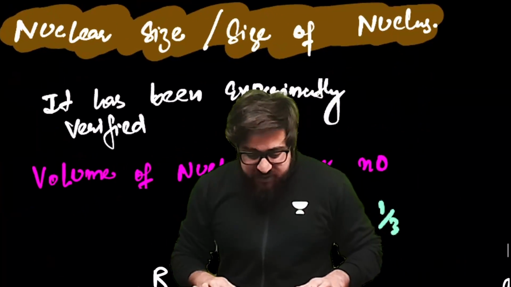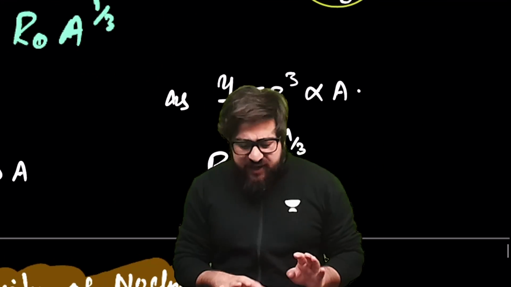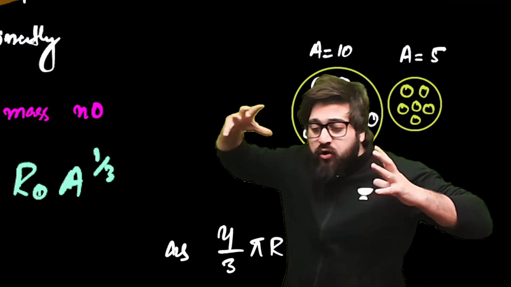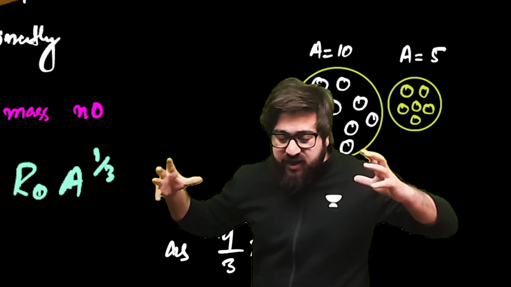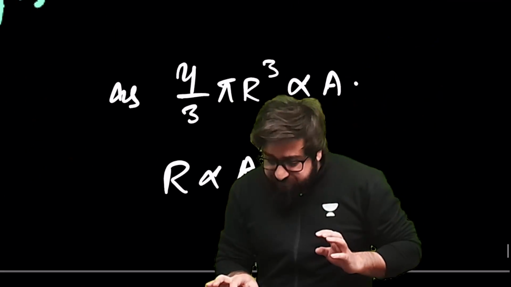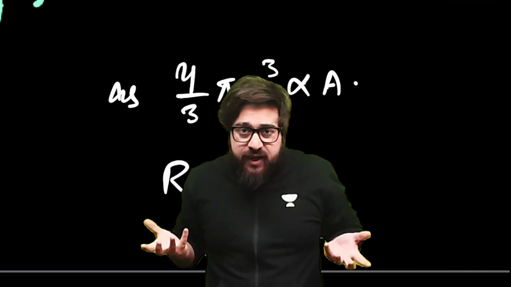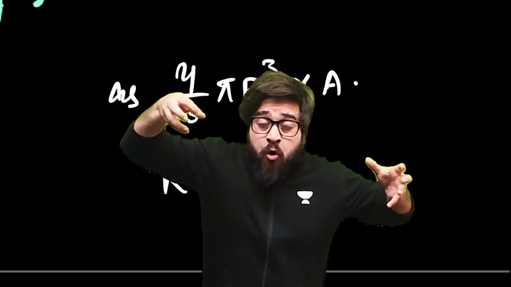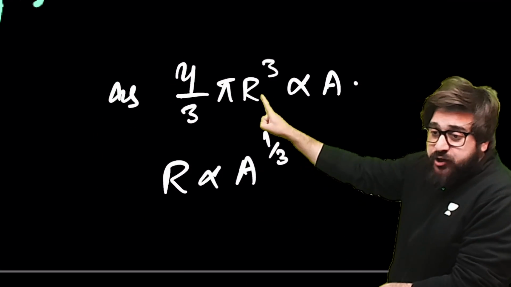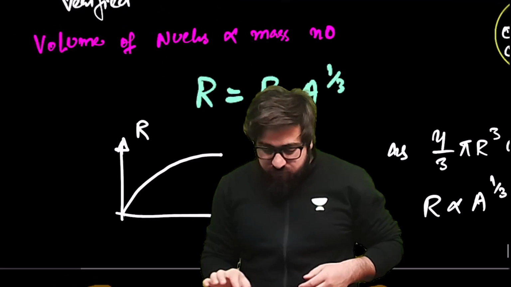Next is nuclear size, or size of nucleus. When it comes to the size of the nucleus, we can directly say, guys, the more the number of nucleons inside the nucleus, the bigger will be its size. The fewer the nucleons in the nucleus, the smaller its size. Now listen to me very carefully. Volume of nucleus is proportional to the mass number. The more the mass number, the more the nucleons, the bigger it will be and the more volume it will have. So we say R³ is proportional to A, where R is the radius, so R is proportional to A raised to the power 1/3.